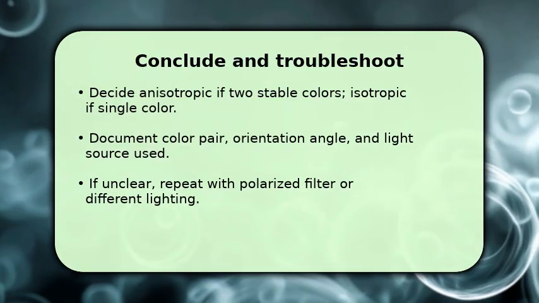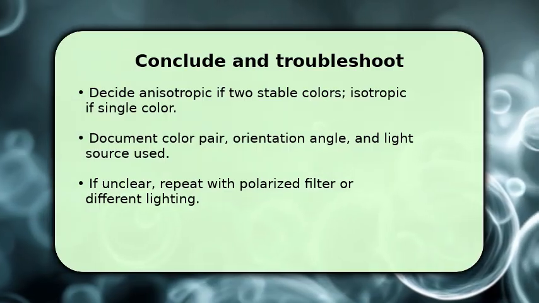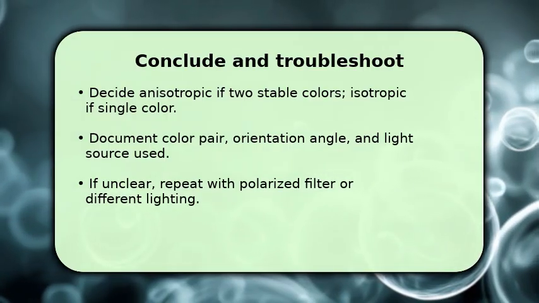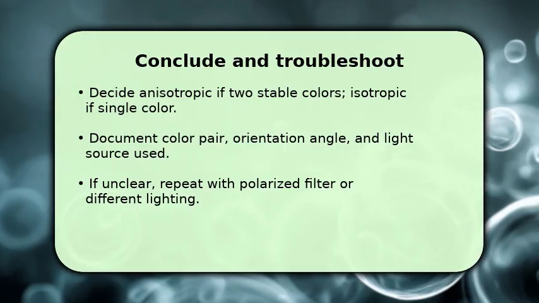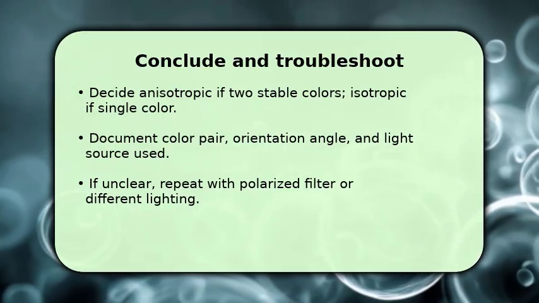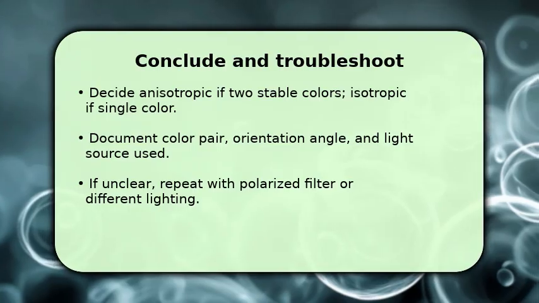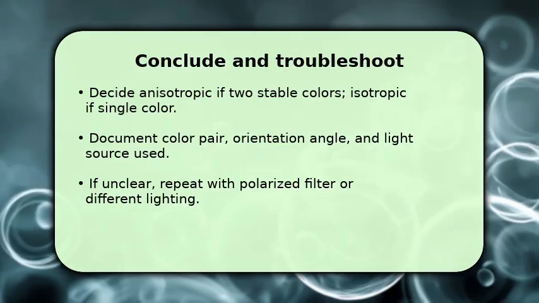If results are ambiguous, make sure to repeat the test with a polarizing filter or try a different light intensity. Because weak light, or oil residue, often masks pleochroism, this troubleshooting step resolves most issues.